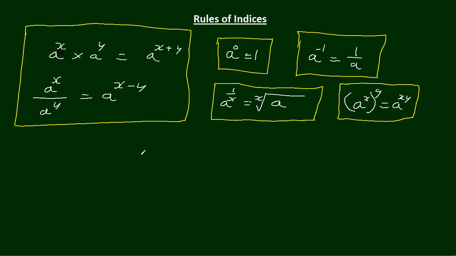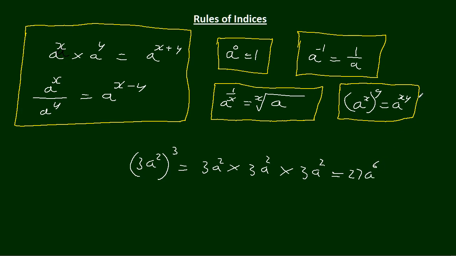I'm not going to show this as a rule, but consider this anyway. If we had 3a squared and we cubed that, what would we get? Using our rules of indices, we would end up with 3a squared times 3a squared times 3a squared. 3 times 3 times 3, 27, and 2 times 2 times 2, a to the 6.